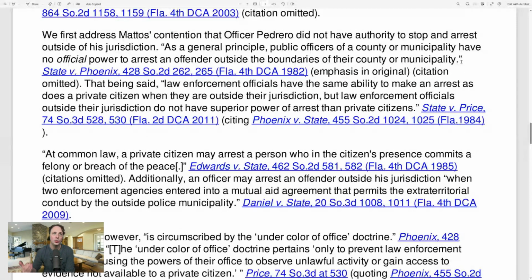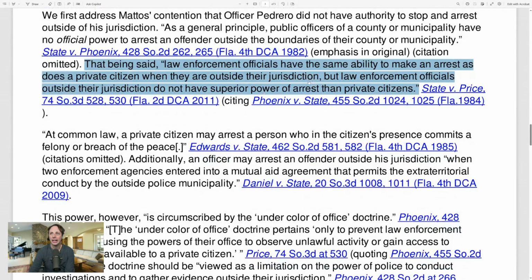So if they do so, then they have to start looking at whether they have another opportunity as a private citizen to make an arrest. So it says, that being said, law enforcement officials have the same ability to make an arrest as does a private citizen when they're outside the jurisdiction, but law enforcement officials outside the jurisdiction do not have superior power of arrest than private citizens. So again, very important to note that they have limited powers, only that of private citizens, which certainly is important because how would you delegate even an ability to do something if you don't even have the right to delegate it in the first place as a private citizen, right?